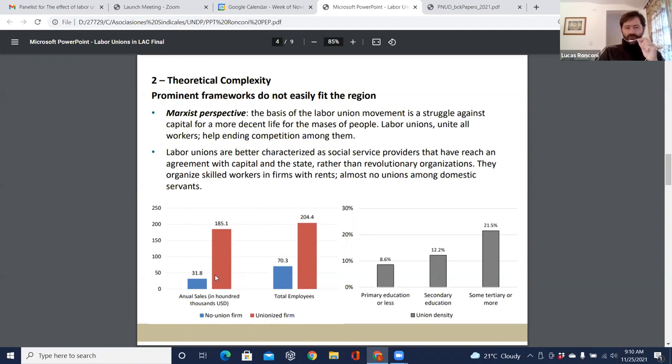The figure here on the left is showing that unionized firms have much higher employees and higher sales than non-union employees. So basically, labor unions in the region are better characterized as social service providers, organizations that have reached a kind of agreement with capital and the state. That is a better description rather than a revolutionary organization.